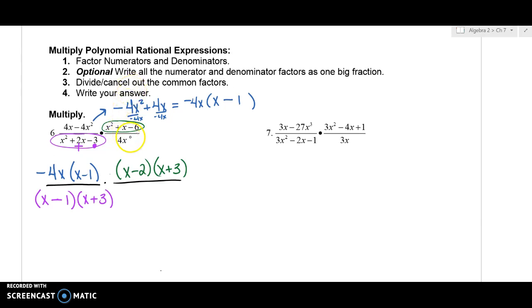Okay, our last denominator. Is there any way to factor 4x? No, just leave it as 4x. Once you have everything factored, you're now looking for common factors that match on the top and the bottom. And it doesn't matter where it is on the top. Anything that's blue or green that matches up with anything that's purple or gray can be canceled. So, what's one thing that can be canceled? The x minus 1, x plus 3.